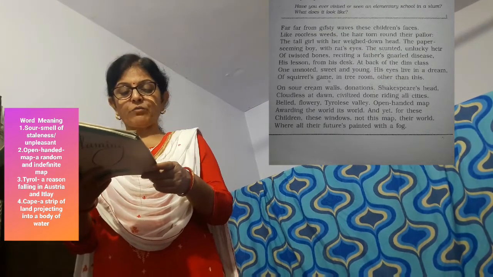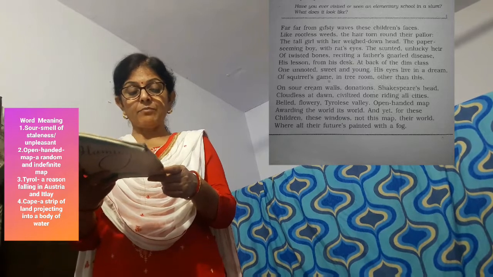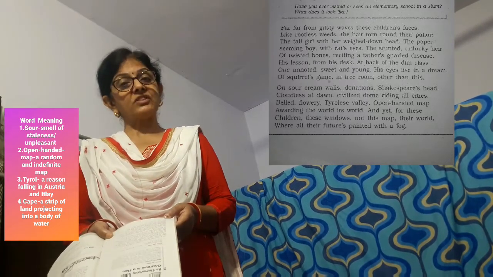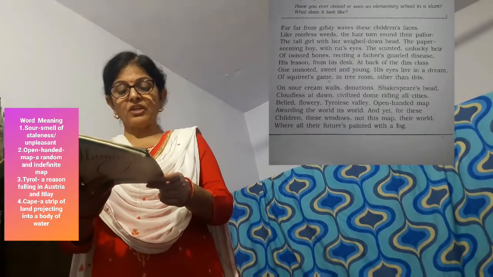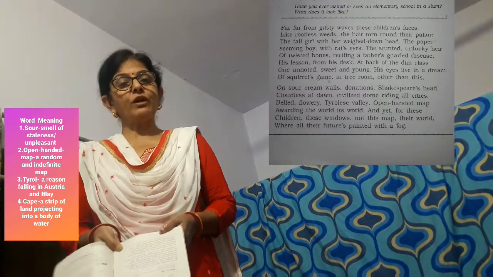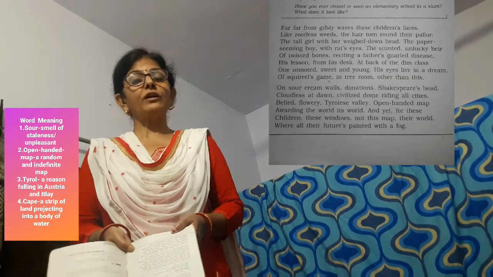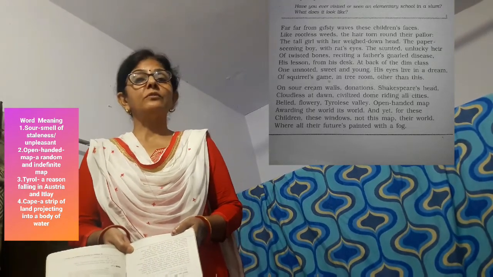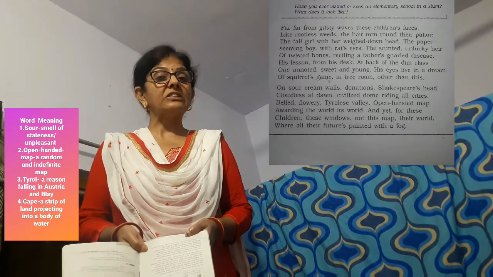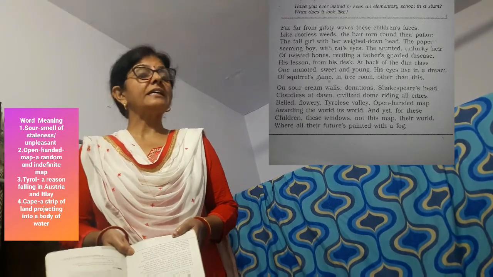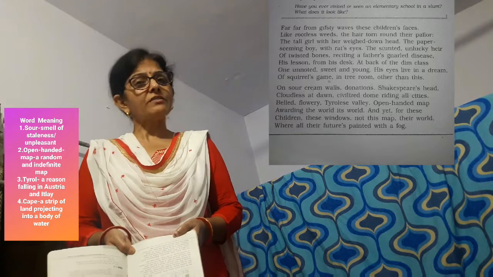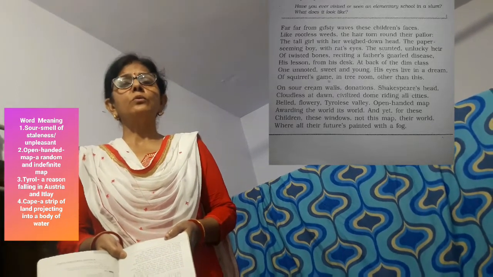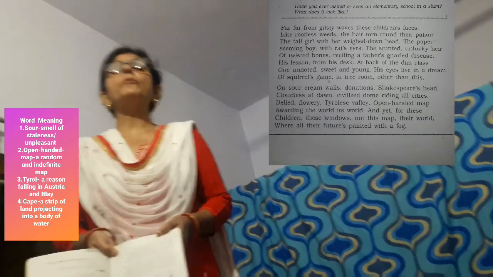Open-handed map awarding the world its world, and yet for these children, means for the children of slum, these windows, their world was only the world which they could see through their window. Means their narrow street, their overcrowded street. That was their world only. So what could they do to see the map of the world?